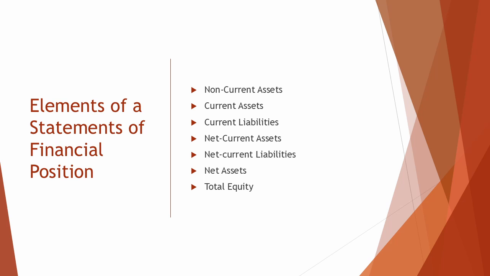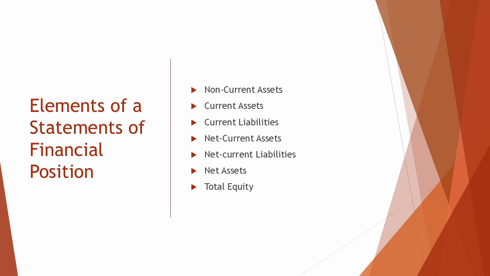Cost represents the original purchase price of a non-current asset before any depreciation or amortization. Depreciation and amortization are methods used to spread the cost of tangible and intangible assets over their useful lives to reflect their gradual loss in value. Net book value is the value of an asset after accumulated depreciation or amortization has been deducted from its cost.